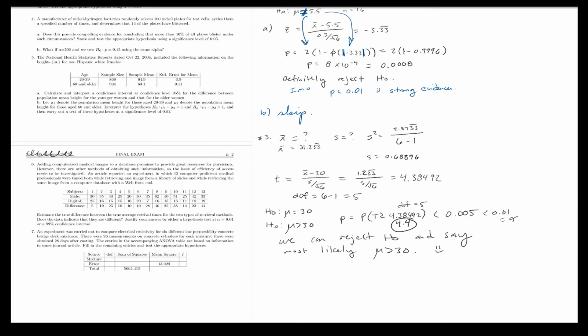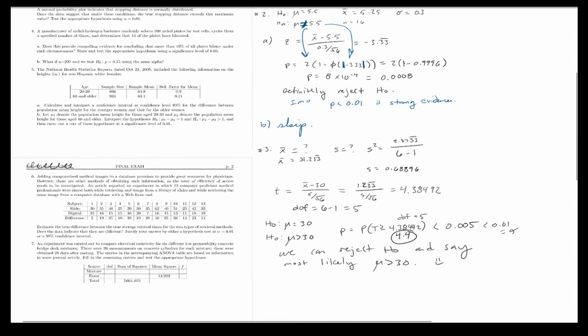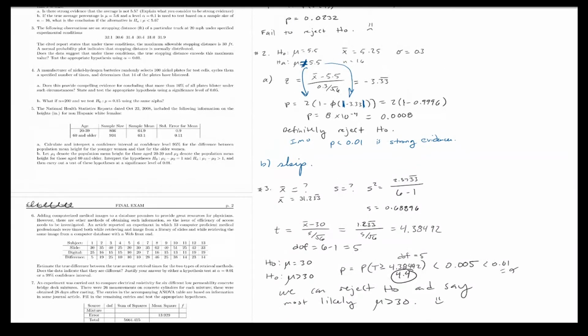So that was good. That was a t-test because we had a small sample size and we had unknown sigma. So this was small sample, unknown sigma, to do a t-test.